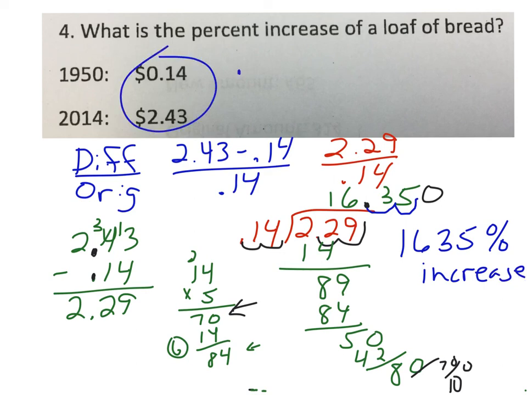100% increase would be another 14 cents. So 100% increase would be 28 cents. So this is reasonable. Now go ahead and start your homework and please show the percent increase or percent decrease in your final answer.